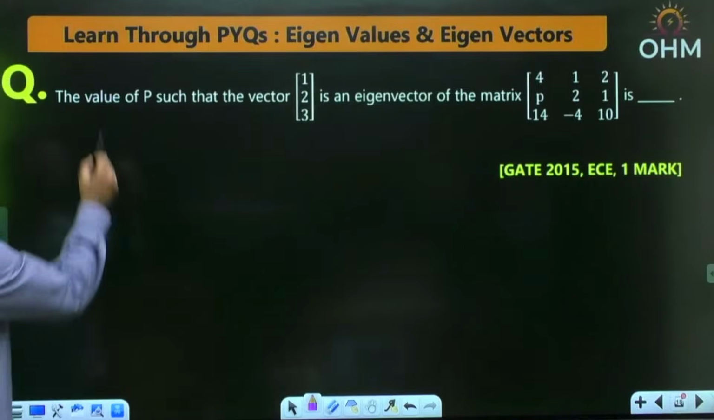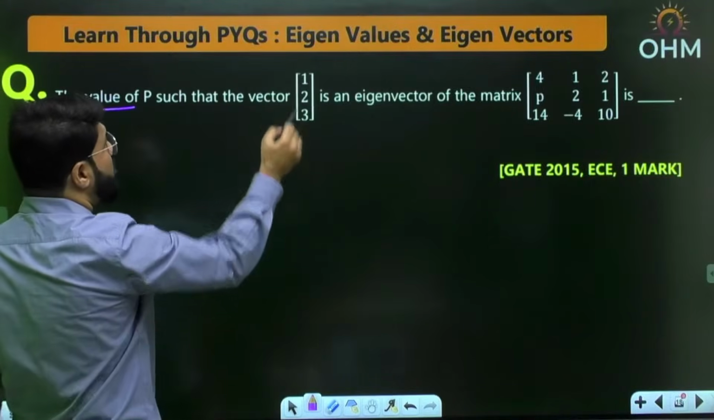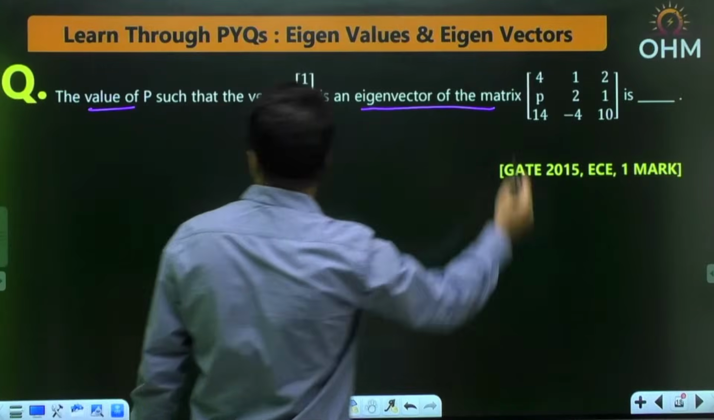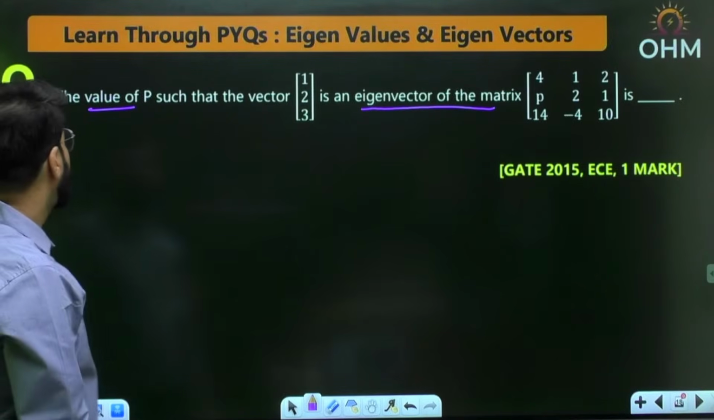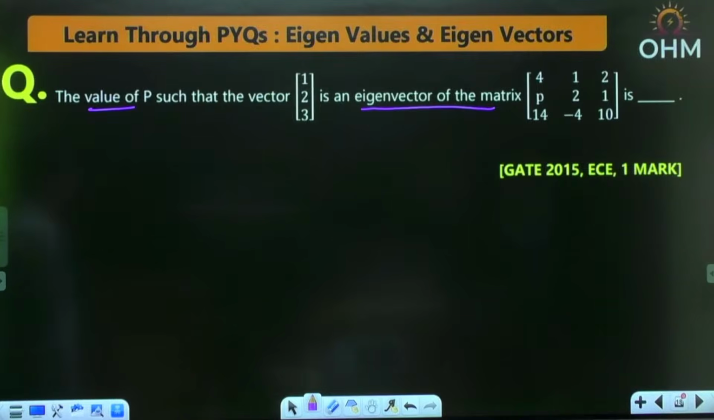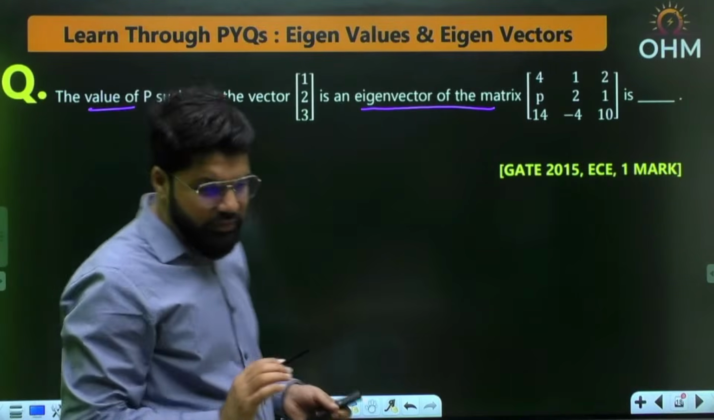What is the value of P such that the vector 1, 2, 3 is an eigenvector of the matrix 4, 1, 2, P, 2, 1, 14, minus 4 and 10? Tell me the value of P such that the vector is an eigenvector. Okay, it's a simple 1 mark question, GATE 15 EC, 1 mark.